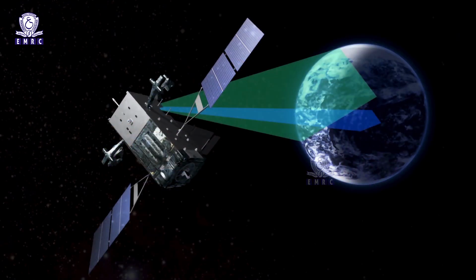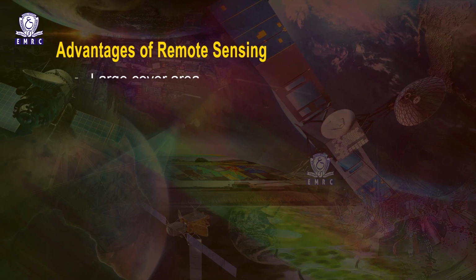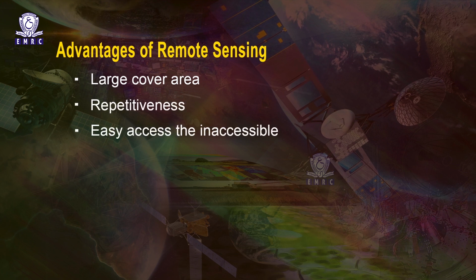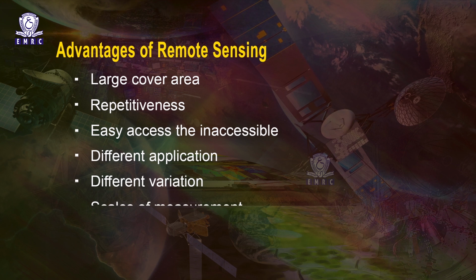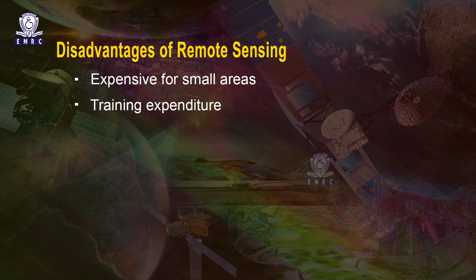As with any other technology, remote sensing has advantages like large area coverage, repetitiveness, easy access to the inaccessible, different applications, and different variations and scales of measurement, etc. Remote sensing also has disadvantages like being expensive for small areas, training expenditure, calibration, human errors, etc. Remote sensing is basically a multidisciplinary science which includes a combination of various disciplines such as optics, stereoscopy, photogrammetry, computers, electronics and telecommunication, satellite launching, etc. All these technologies are integrated to act as one complete system known as the remote sensing system.